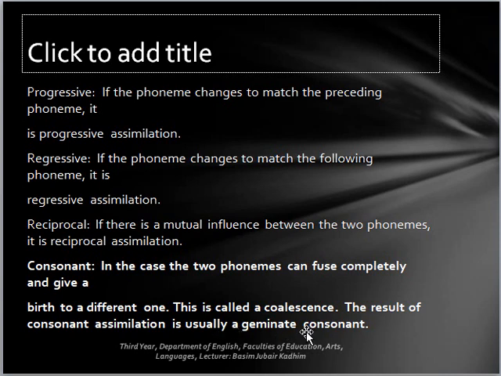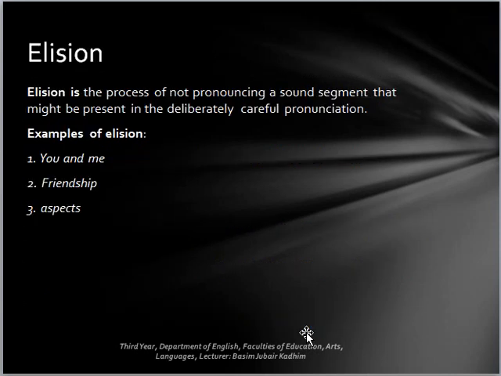For example, we say writer, and sometimes it's pronounced with a d-like sound, which is neither t nor d. This is a new allophone. This is called the process of coalescence.